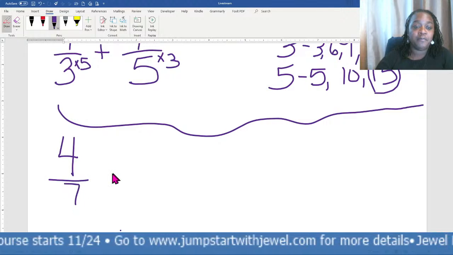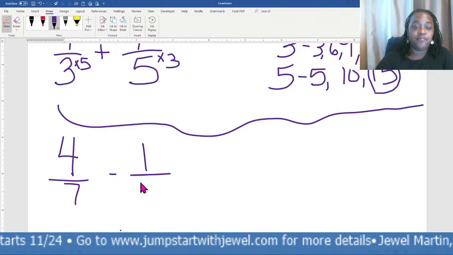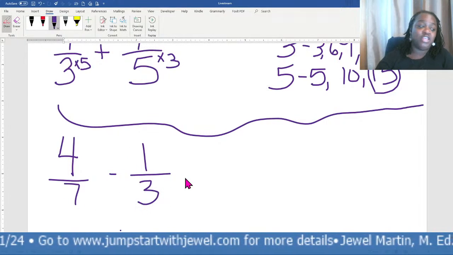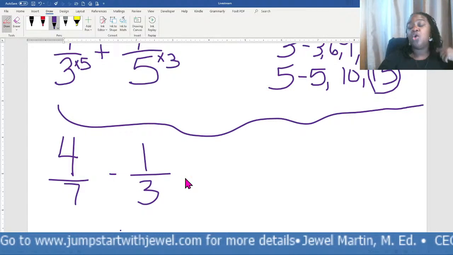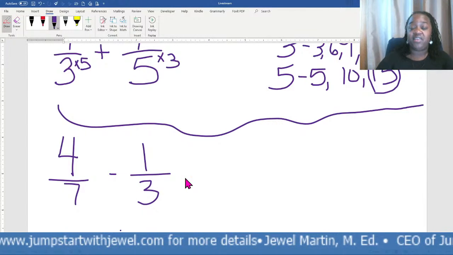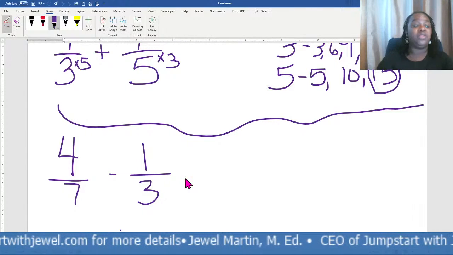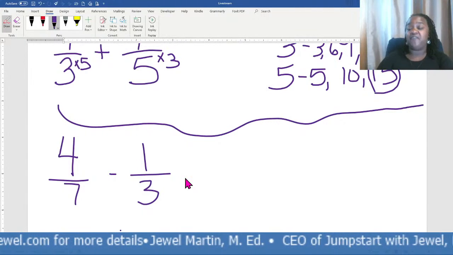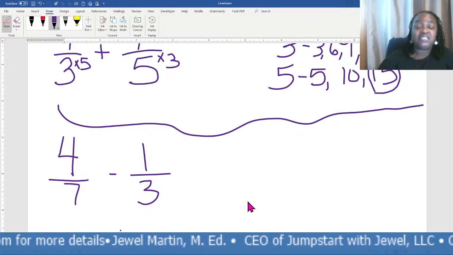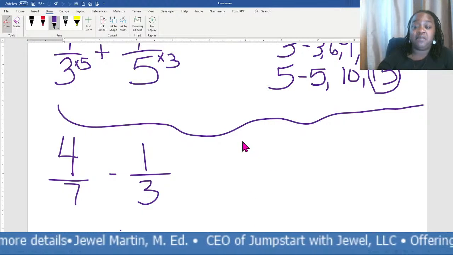4/7 minus 1/3. So same thing. You have to find the LCD. What is the LCD of 7 and 3? If you know your multiplication facts, great. You'll know what the answer is. If not, you may have to list them. So just like we listed them with 3 and 5, you're going to have to list the multiples.